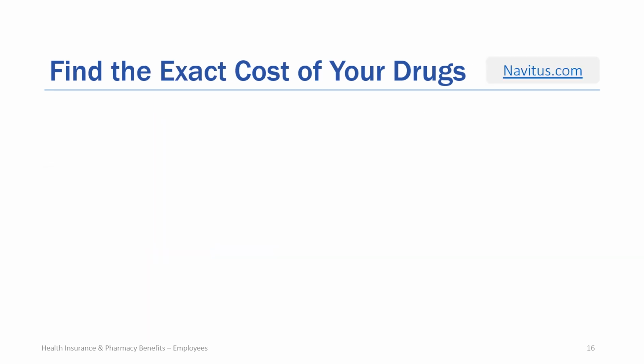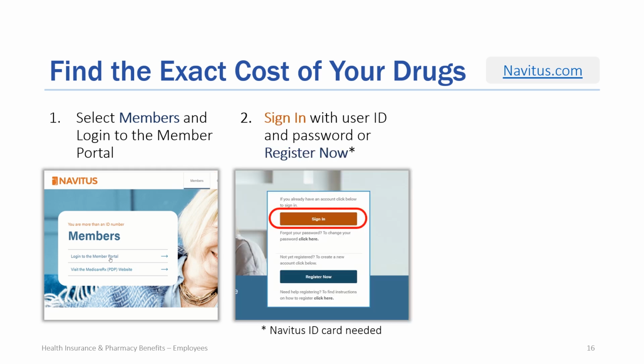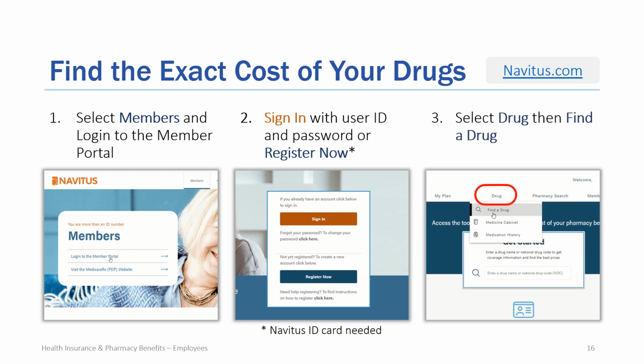Use the Navitus website to find the exact cost of your drugs at different pharmacies. Go to Navitus.com, select Members, and log in to the member portal. Sign in with your user ID and password. If you are new to the website, select Register Now to set up an account. You will need your Navitus ID card handy, so that you can put in your member ID. Once you are logged in, select Drug from the top menu and select Find a Drug from the drop-down menu.